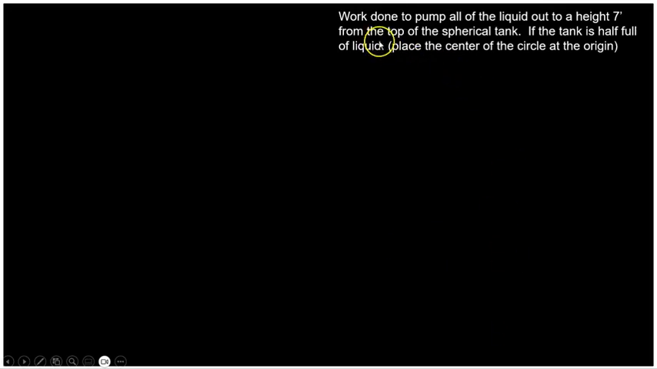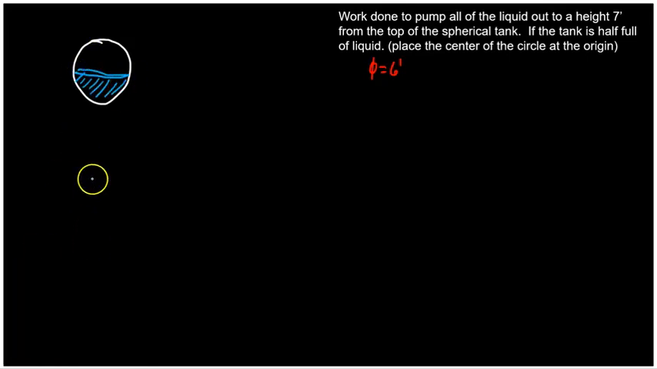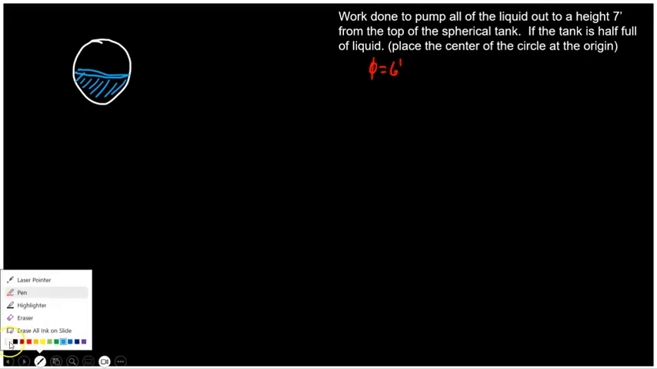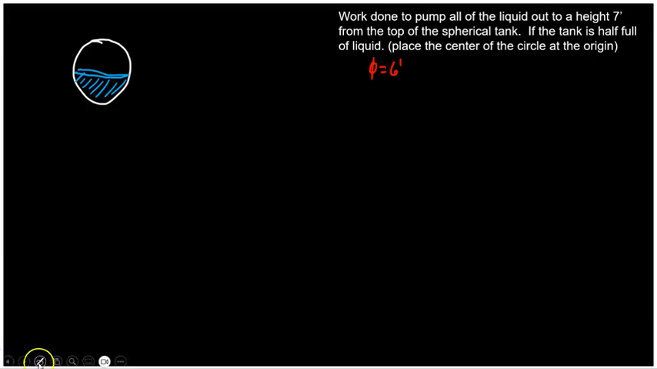So let's try a spherical tank. What's the work done to pump all of the liquid out to a height 7 feet from the top of a spherical tank? The spherical tank's diameter was not given, so let's just assume the diameter is 6 feet. And then place the center of the circle at the origin. So you have a spherical tank that is half full of liquid. So you need to pump the liquid up to the surface, a height 7 feet from the top of the spherical tank.